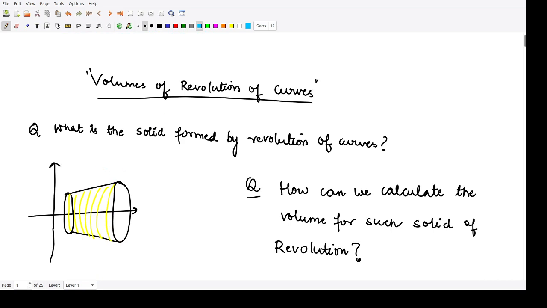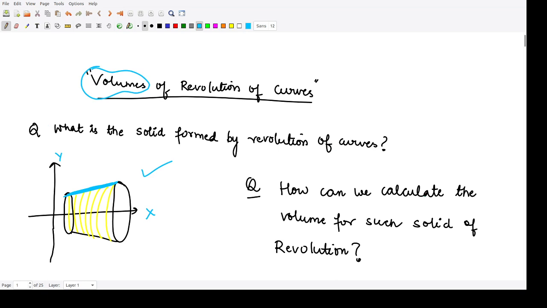So for example, in this figure, we have this as x-axis, this as y-axis, and our curve is basically this straight line which is not passing through origin. So when you revolve this straight line about this x-axis, what will you obtain? You obtain this particular solid of revolution. So the next task is to find the volume for this particular solid of revolution.